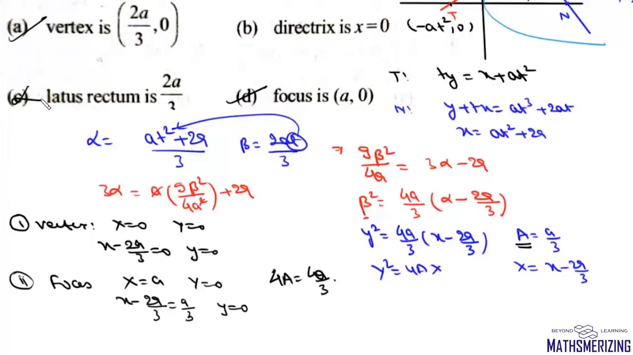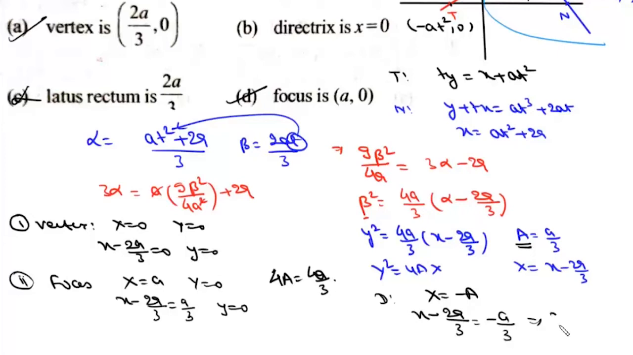And now we need to find the equation of the directrix. So the equation of the directrix is capital X = minus a. So it will be x - 2a/3 = -a/3. So its equation will be x = a/3. So option B is incorrect. So the correct options are option A and D.